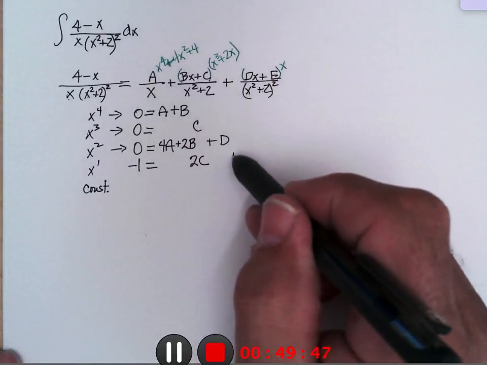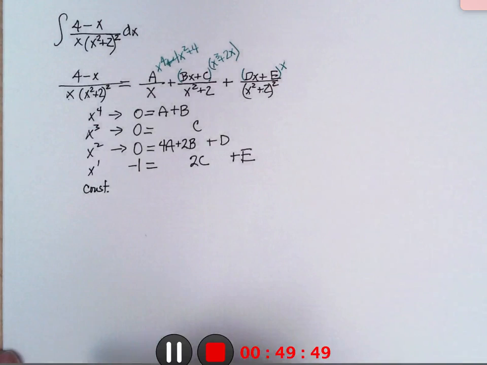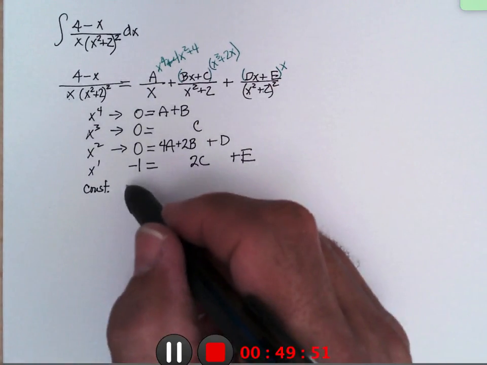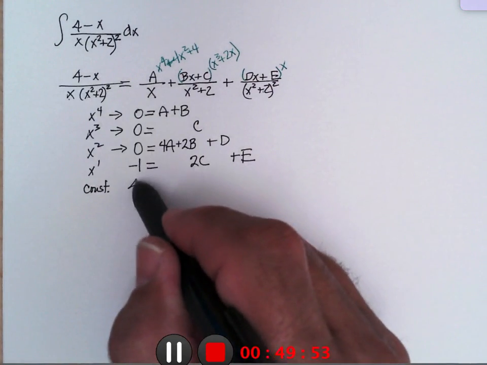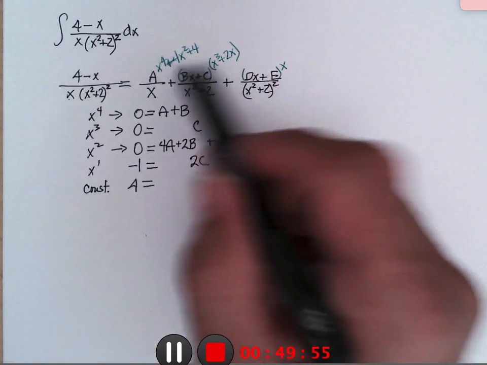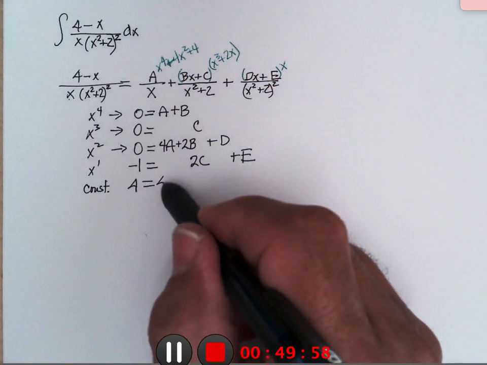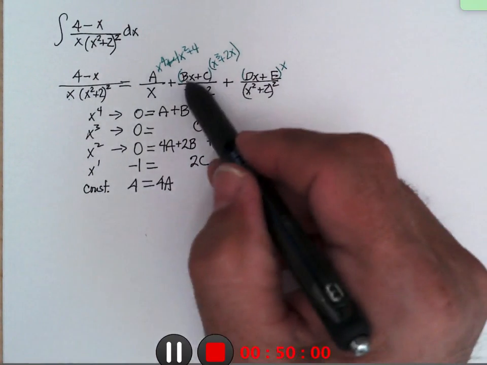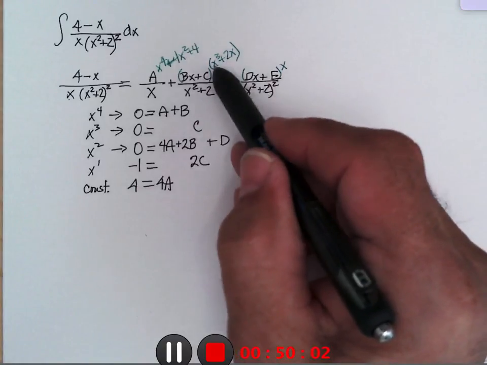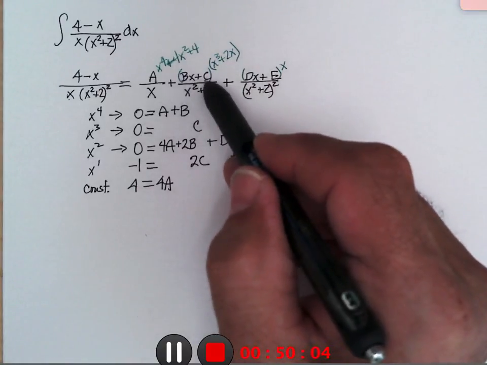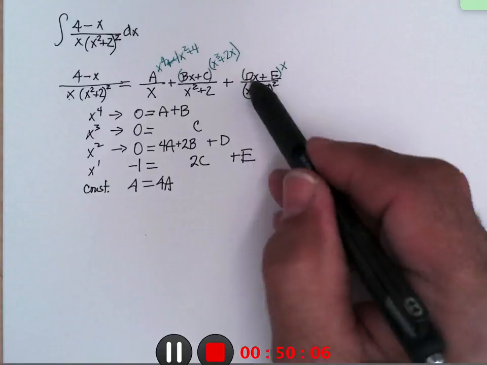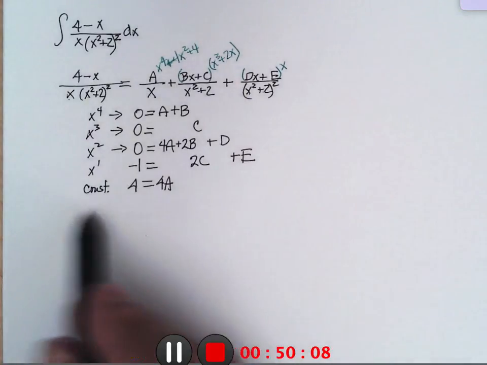And finally, the constant, 4 on this side. I got 4a, and there's x's in both of these, so there's no way that there's just going to be a constant here, and this has got an x times all of it, so there's nothing. So I'm done.